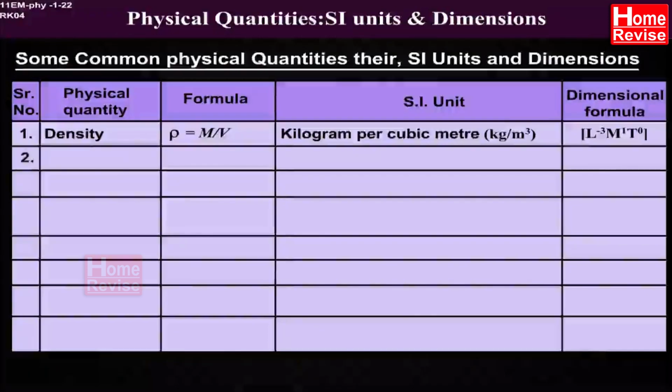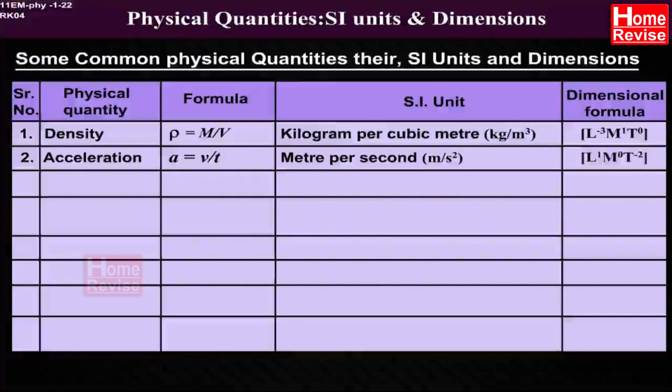2. Physical quantity, acceleration. Formula: a is equal to v upon t. SI unit, meter per second square, m upon s^2. Dimensional formula L^1 M^0 T^-2.